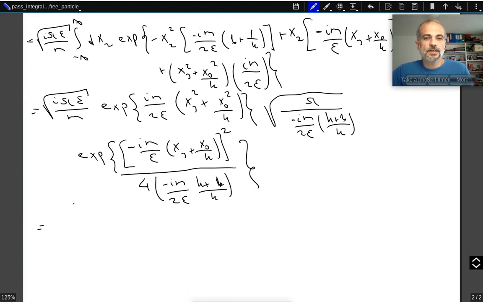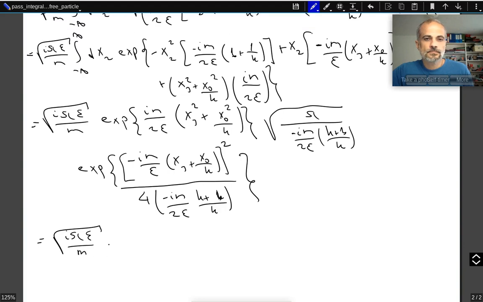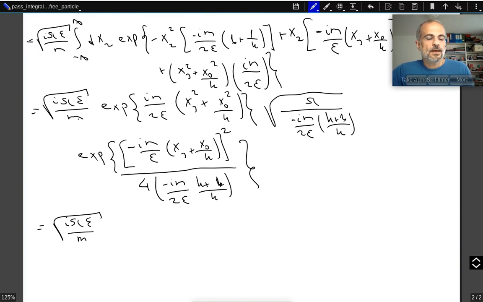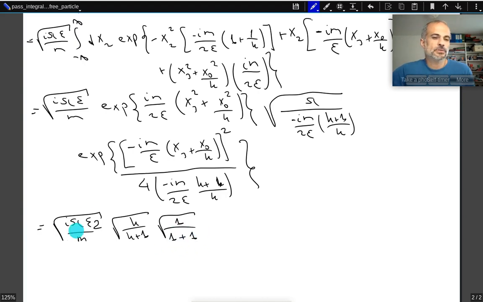Now let's simplify it further. We have square root of i pi epsilon over m, and then from this term we have k over k plus 1, and let me write factor 2 over here. And here let me write a square root of 1 over 1 plus 1. So this basically, here we have a 1 over square root 2, here we have a 2.